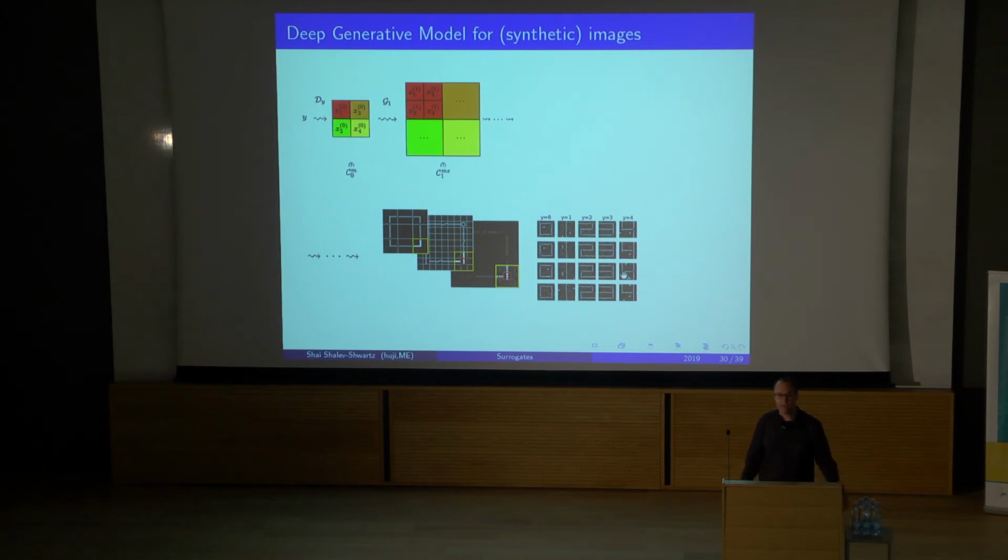Now, I'm not claiming that this is how images are generated. I'm not claiming that this distribution is of any interest. It's just a model that maybe will be able to tell us interesting things about deep learning.